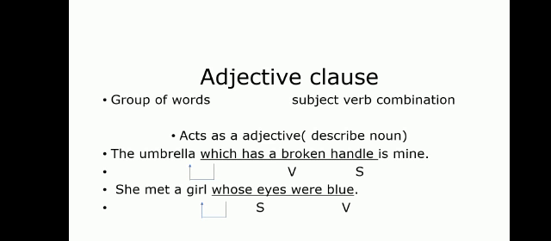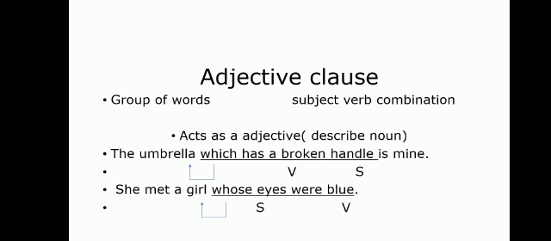Secondly, it is having the subject-verb combination. How? Whose eyes were blue. Eyes is the subject of the clause and blue is the verb of the clause. And thirdly, it is acting as an adjective.